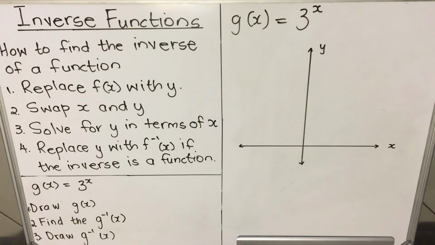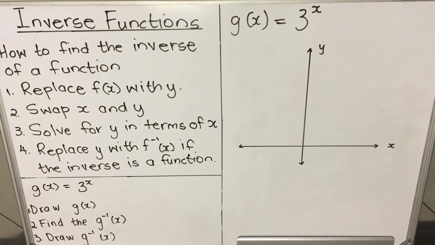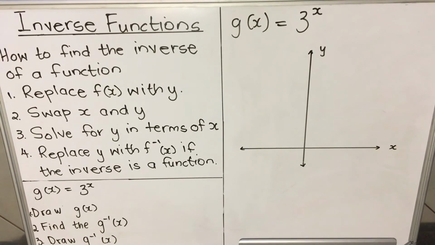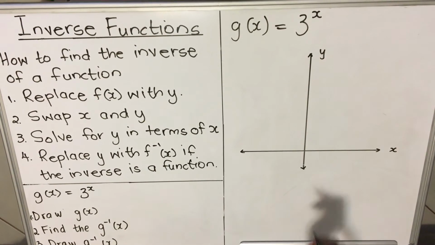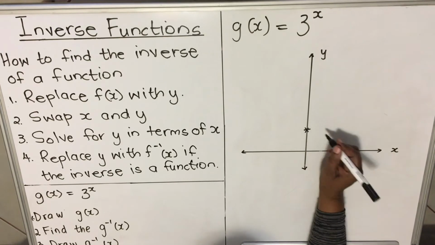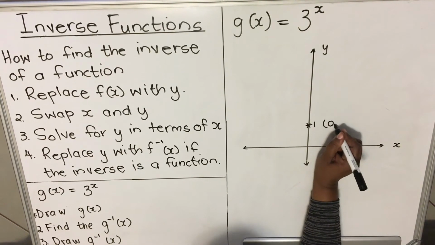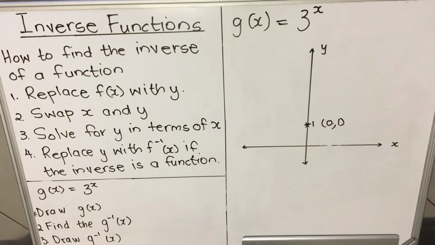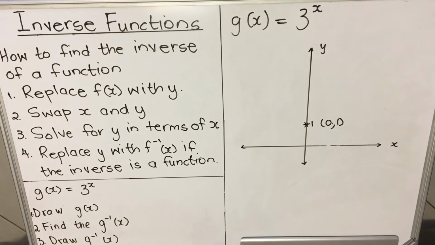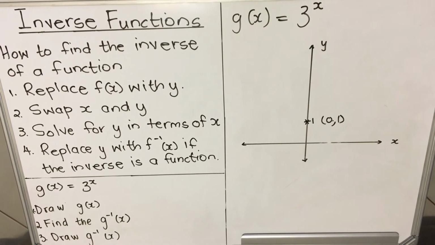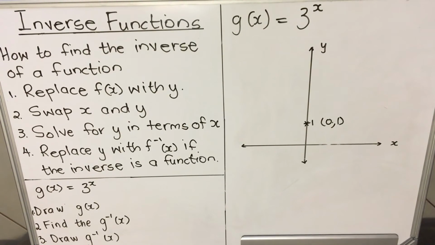But where would it cut? When you don't have a q, your graph always cuts the y-axis at (0, 1). So you don't need to calculate it. It's something that you learn: if you don't have a q, your graph will cut at (0, 1). Okay, then the next thing, you need another point.